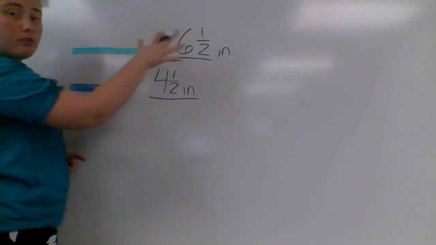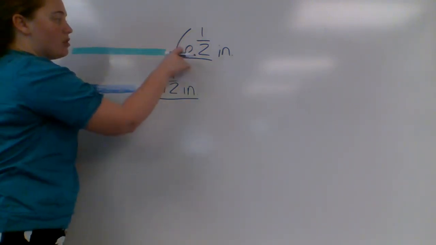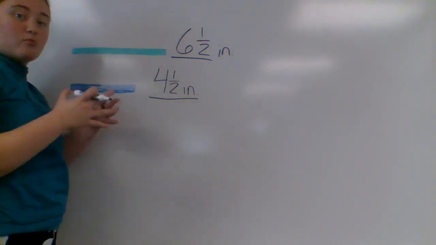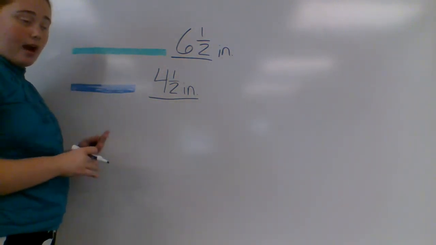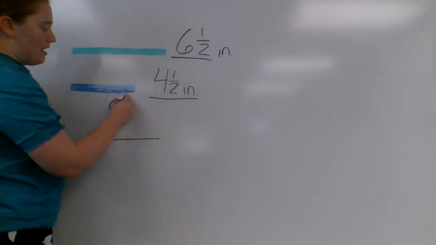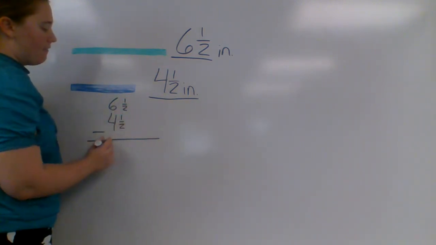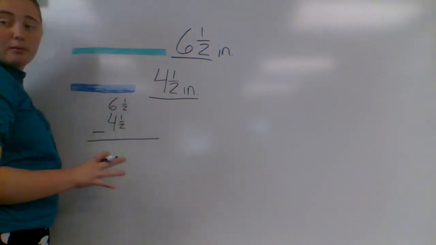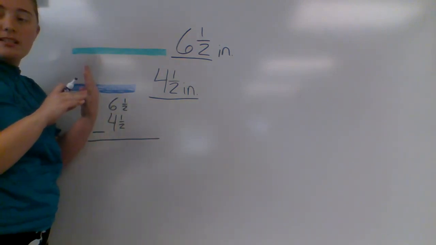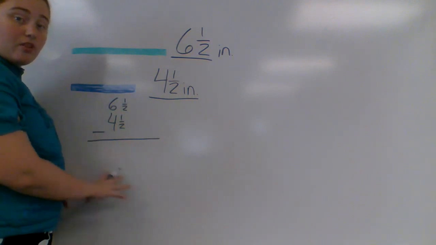Okay? They don't want you to only measure it. That's not the only thing. They also want you to say how much longer is this line than this line. Now, how much longer or how much more tells me that I need to subtract. So I need to put it as a subtraction problem. So I have 6 1/2 and 4 1/2. I need to do this like a subtraction problem. And they give you a line underneath or at the end of the instructions where it says how much longer is the green line than the blue line, and it gives you a blank. That's where you're going to put this answer.